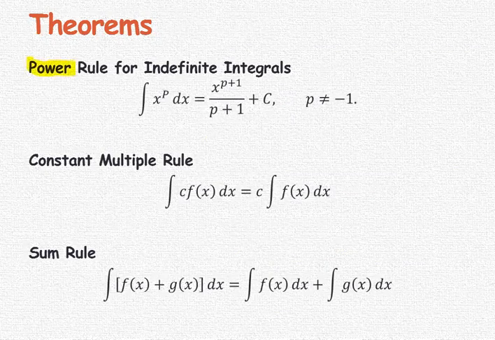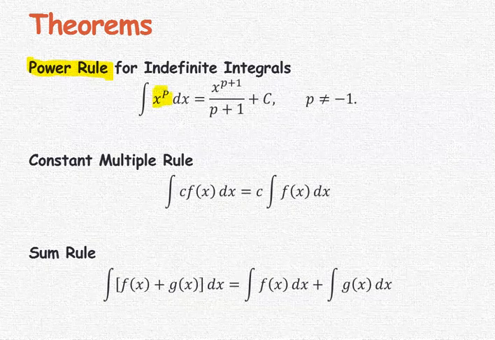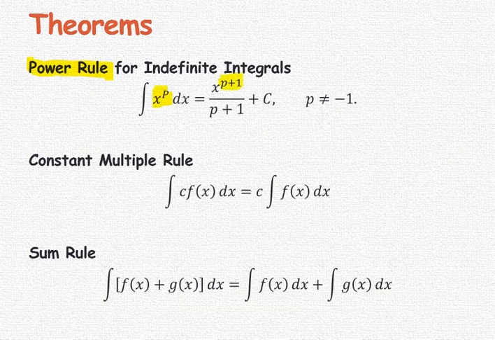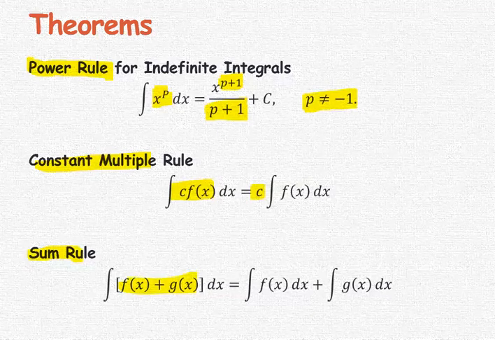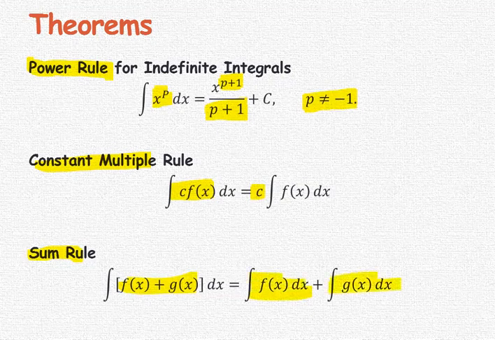Theorems. Power rule for indefinite integrals: the integral of x to the power p with respect to x is x to the power p plus 1 divided by p plus 1, plus the arbitrary constant c, where p is not equal to negative 1. Constant multiple rule: the integral of the constant c multiplied by the function f of x with respect to x is c multiplied by the integral of f of x with respect to x. Sum rule: the integral of the sum of two functions with respect to x is the sum of the two integrals.